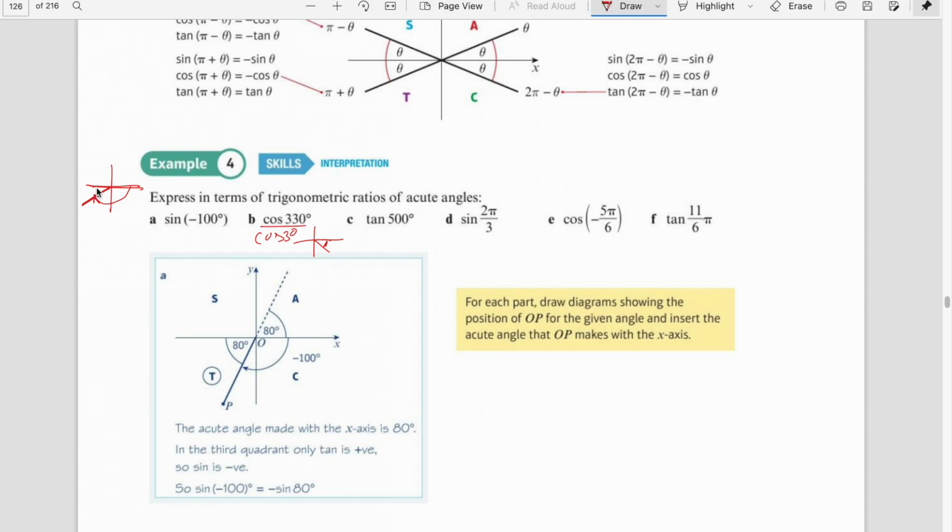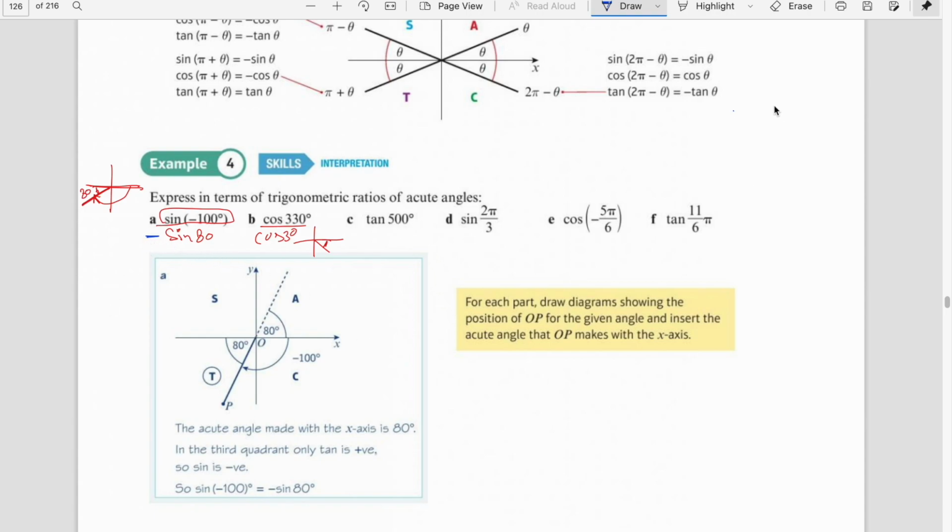Now that being 100, the basic angle is 80. The acute angle is 80. So I'm writing sine of 80, and I already knew that sine of negative 100 will give me a negative answer, whereas sine 80 lies in the first quadrant, giving me a positive answer. So I have to put this negative sign.